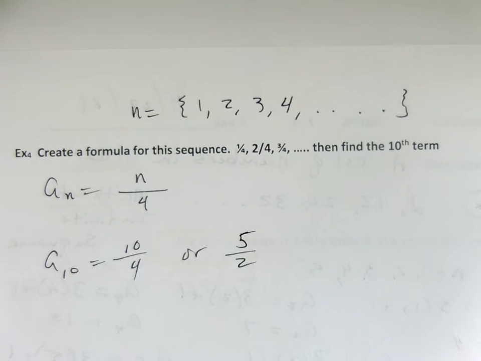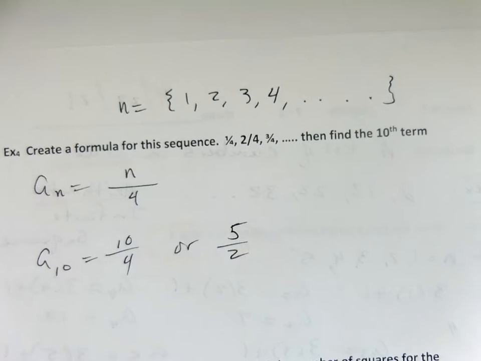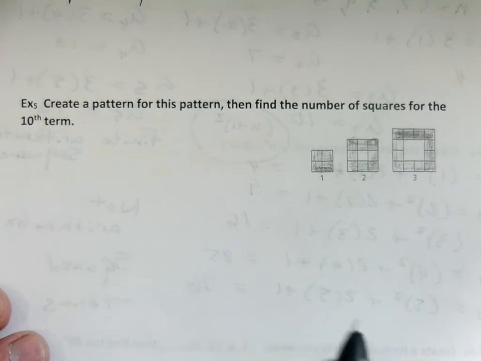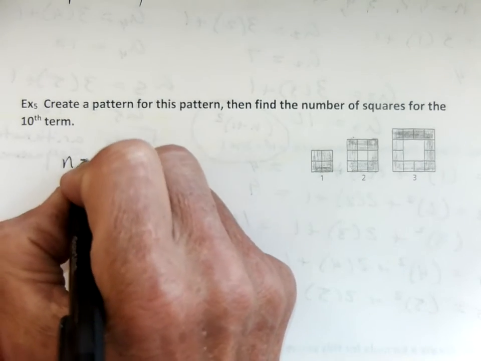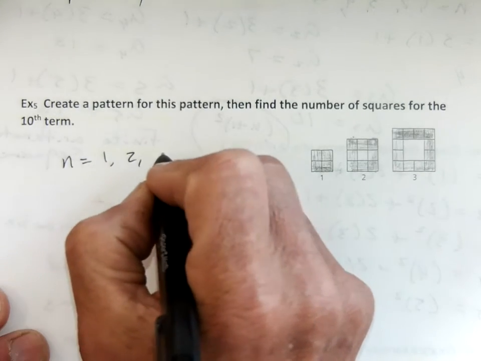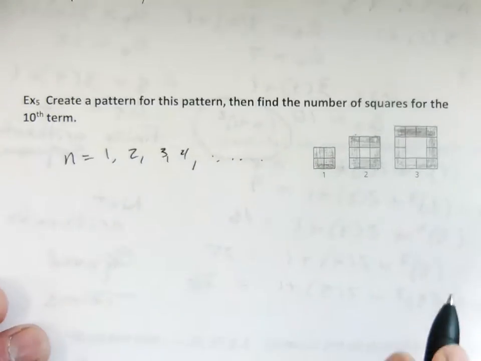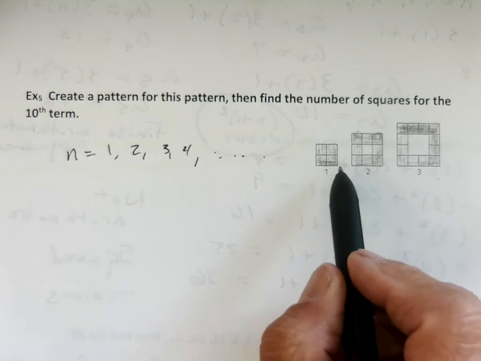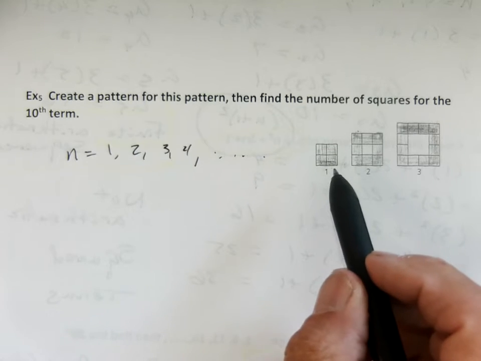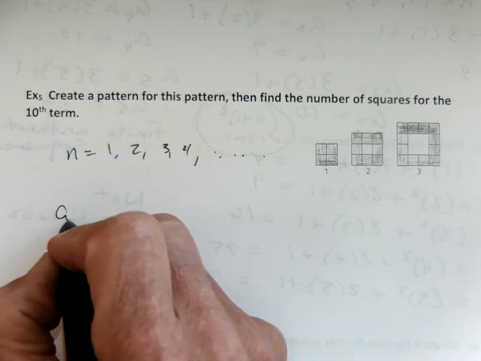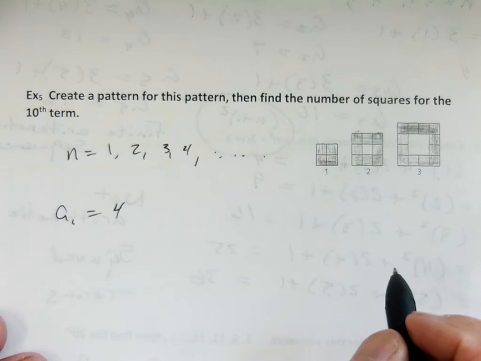Okay, example 5. How am I doing? All right, again, n is these numbers: 1, 2, 3, 4, and so on. There are two ways to tackle this. One is just to count up. How many squares do I have? I got 4, right? So A of 1 has 4 squares.